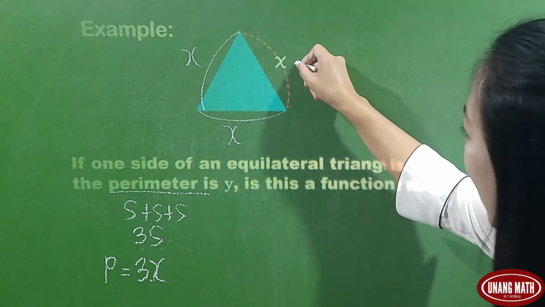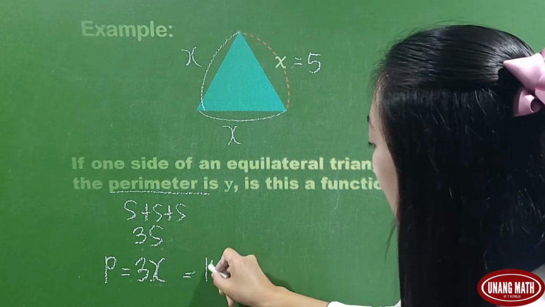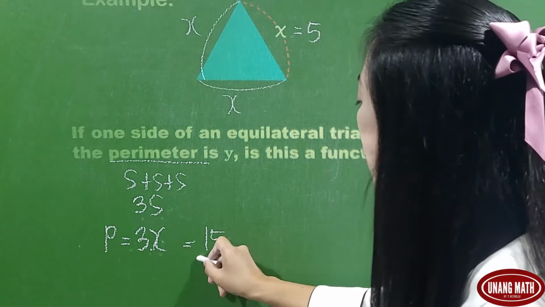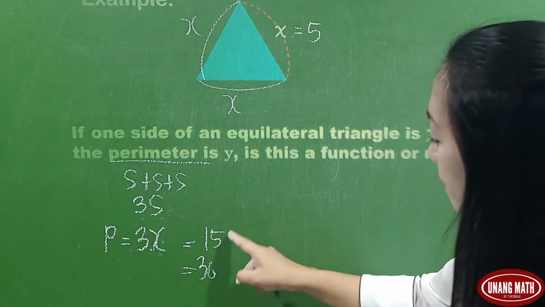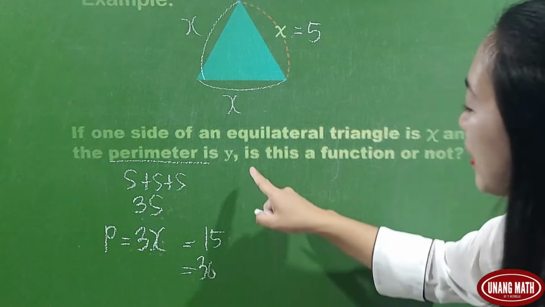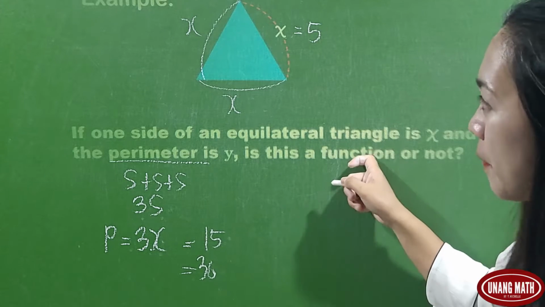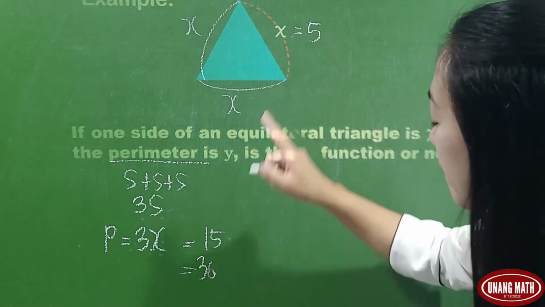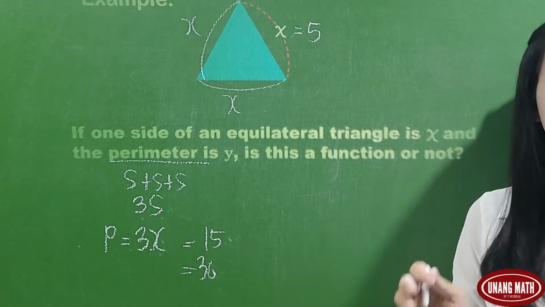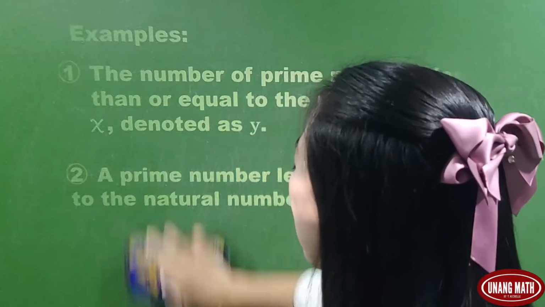Let's say x is 5. So 3 times 5 is equal to 15. If x is 10, then 3 times 10 is equal to 30. So there is a unique value of y in this case. So is this a function or not? The answer is yes, this is a function because for every value of x, we just have one value for y, or our output is just a unique value.